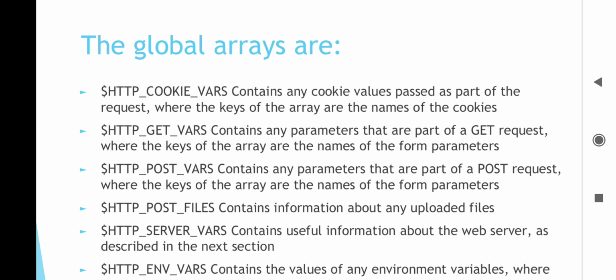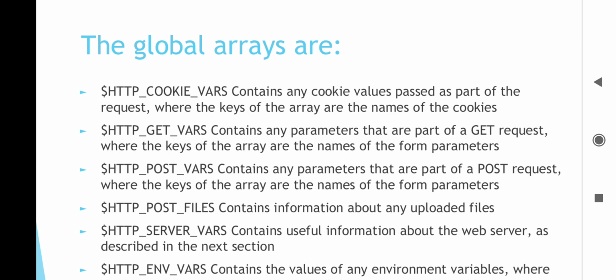Now we will go to the next one, that is $_GET. What does the $_GET variable mean? This global array contains any parameters that are part of a get request, where the keys of the array are the names of the form parameters. Next is $_POST. This is also a global array and it contains any parameters that are part of a post request. It is the same, but you need to change only one word: get becomes post. The keys of the array are the names of the form parameters. Next, the fourth one is $_FILES.